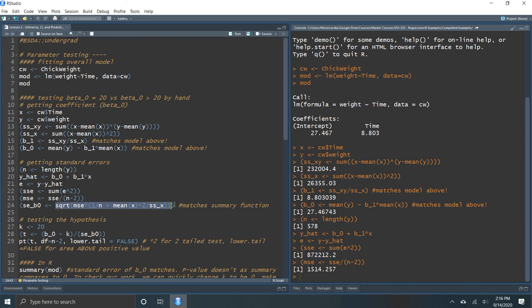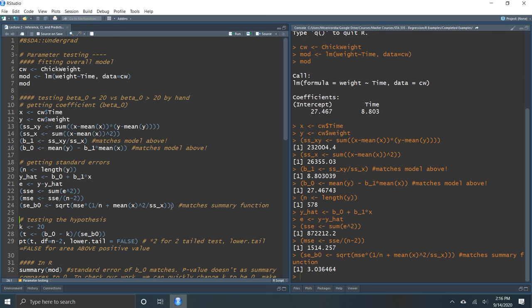I just typed in the formula: square root of MSE times 1 divided by n plus the mean of x, quantity squared, divided by the sum of squares of x. So I just calculated, I wrote all these variables out. Sum of squares of x is up here. Mean of x, MSE, I calculate right above.